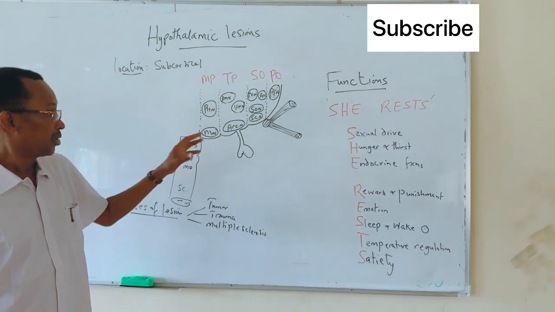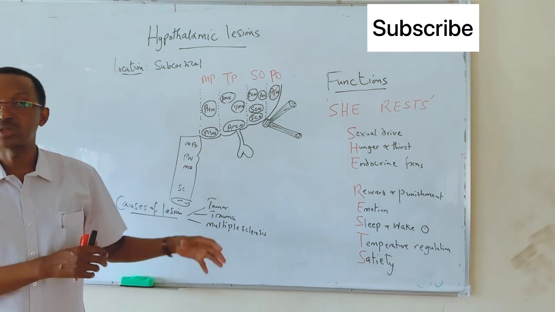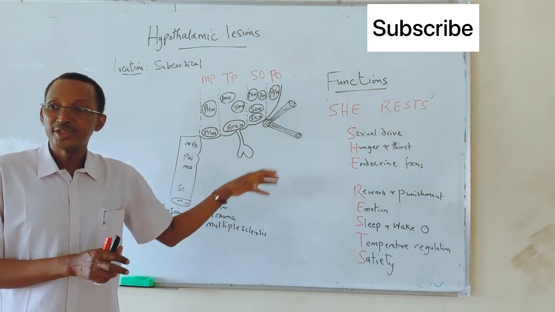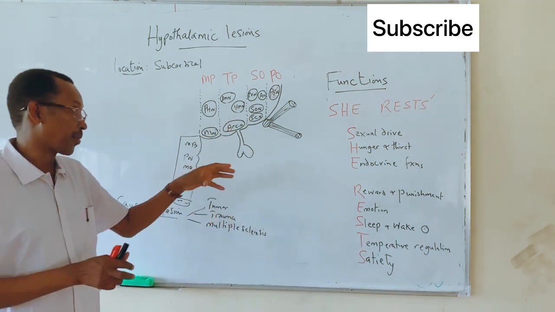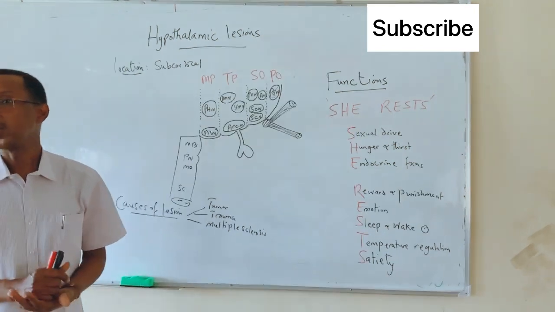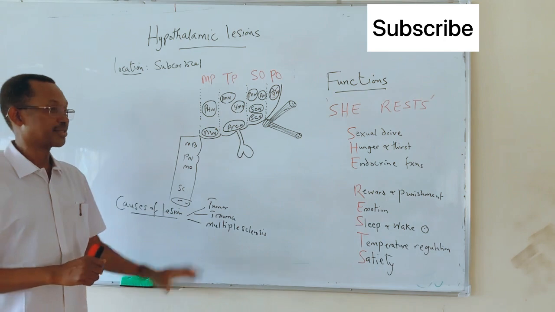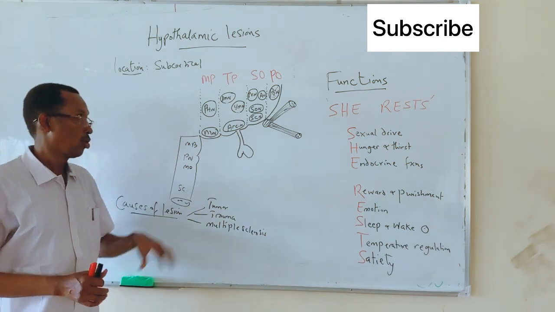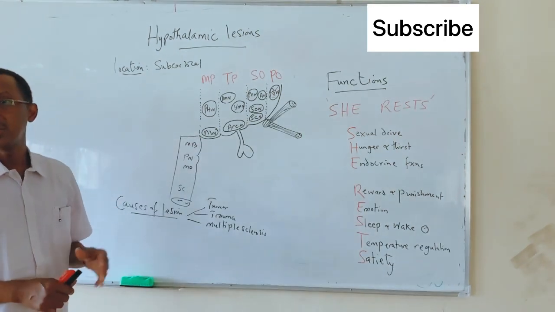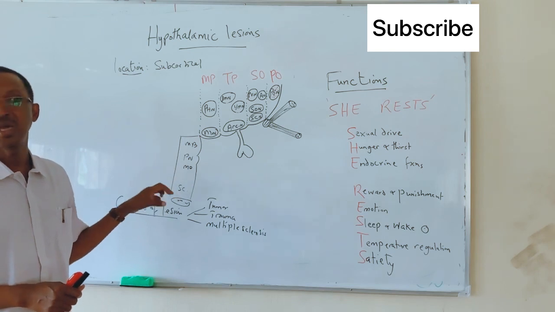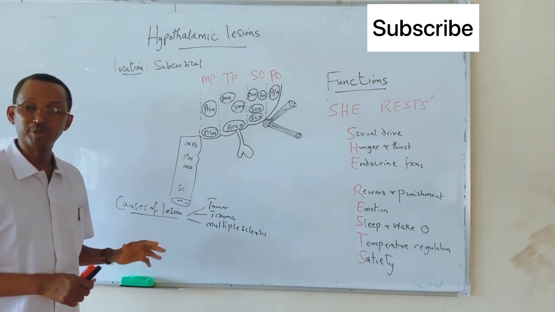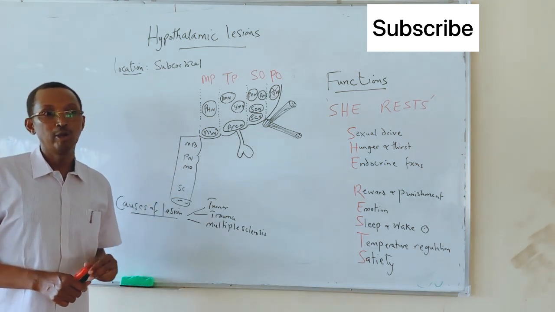So you can just work out the symptoms or signs that will happen if any of these nuclei are affected. And so, in brief, these are what you should know with regard to hypothalamic lesions, causes, and features. So let me break here, and then I will continue later on.